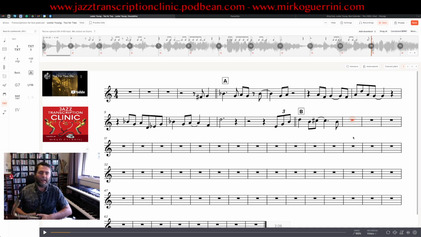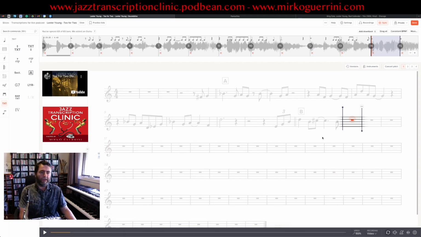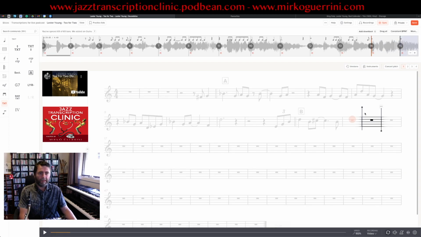Now let me talk this time a little bit about how we can improve our transcribing methodology. So basically, first of all, I try to get the rhythm down of the bar, and here on Soundslice you can loop the bar that you are going to transcribe. Let's loop it. And you can also slow it down if it's too quick. So maybe 80%.